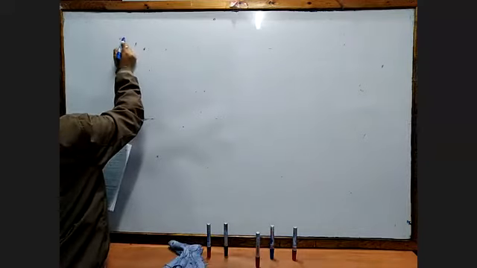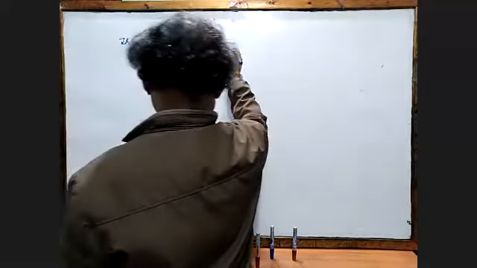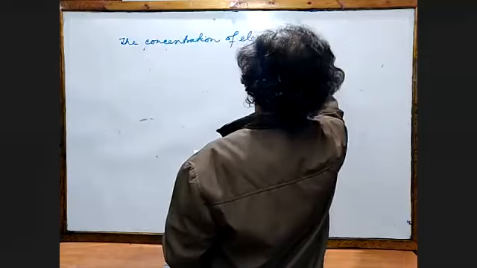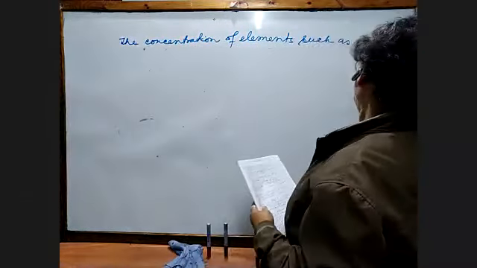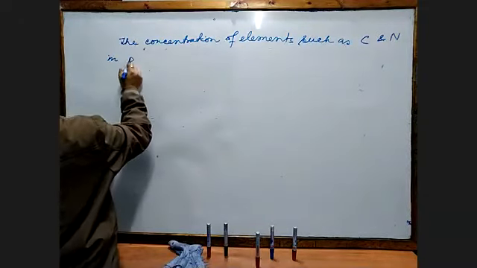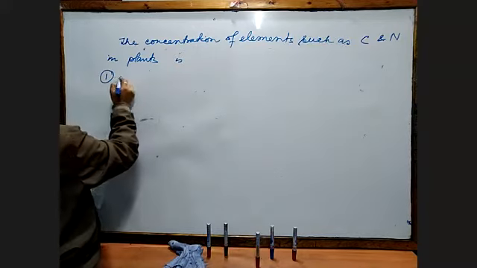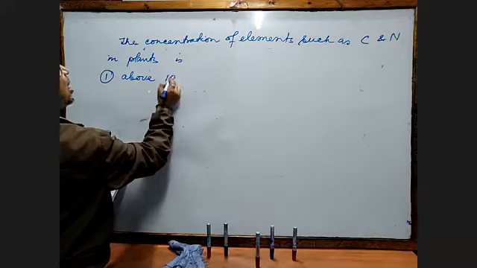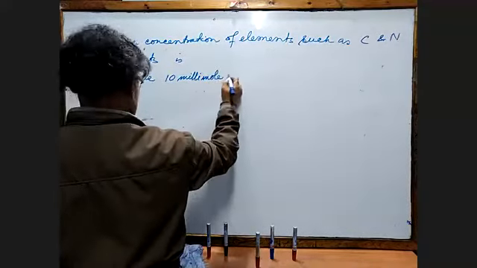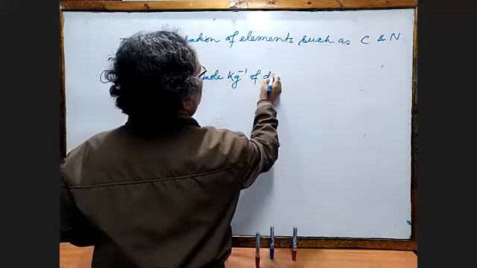Next question. The amount of elements such as carbon and nitrogen in plants is: number one option, above 10 millimole per kg of dry weight.